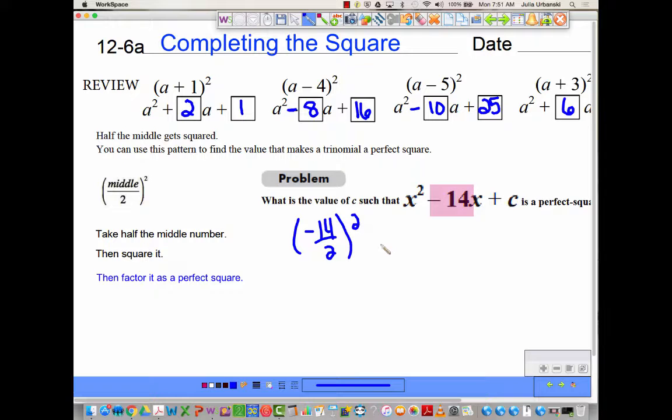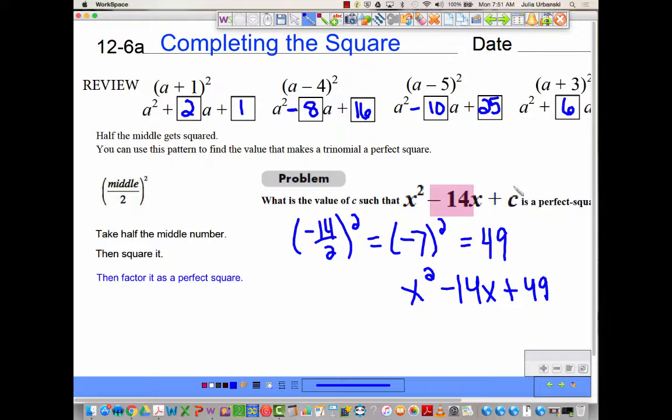And then you square it. That's negative 7. And when you square it, you get 49. Okay? So what we're going to do is say x squared minus 14x and then plus 49. We're just plugging in this number right here. It's 49. So you take half the middle number, you square it, and then you replace the variable right here at the end. This could be like a box that you're filling in.